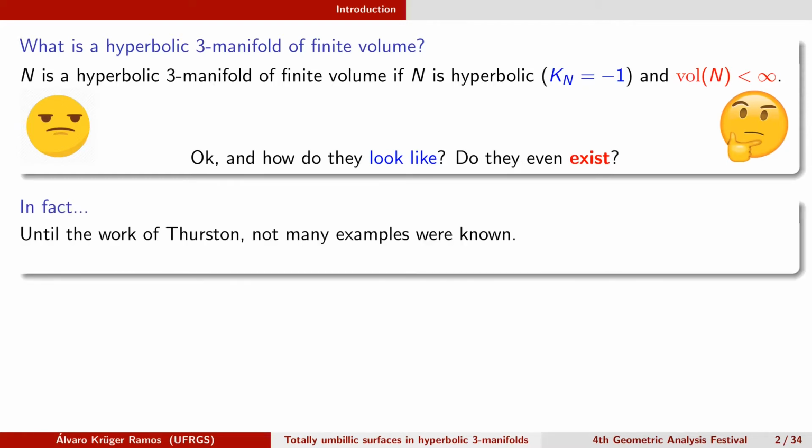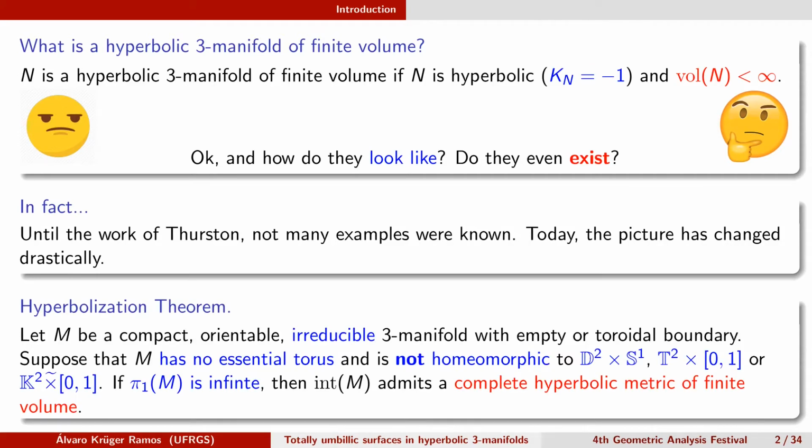So, in fact, until the work of Thurston, we didn't know many examples of hyperbolic trimanifolds of finite volume which were non-compact. We have closed hyperbolic trimanifolds which have finite volume because they are closed, but non-compact examples, which is more or less the focus of my talk, we didn't know much. But the picture today has changed by a lot because of the hyperbolization theorem mainly, which is, here's the statement, I'm not going into it, but it gives you a reasonable way of finding out if your manifold admits a hyperbolic metric of finite volume. This theorem was proven by Thurston and improved by Perelman when he proved geometrization and the Poincare conjecture.